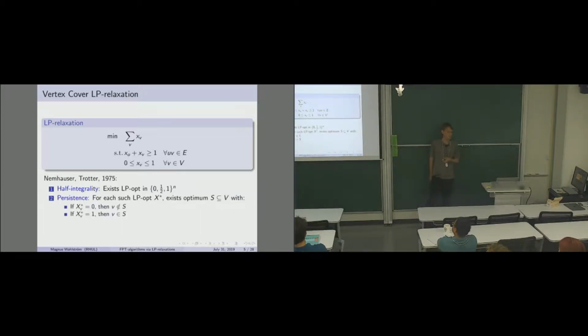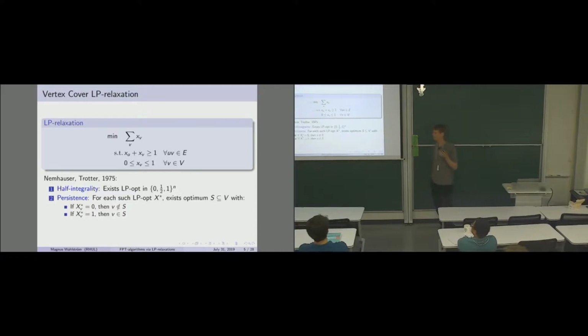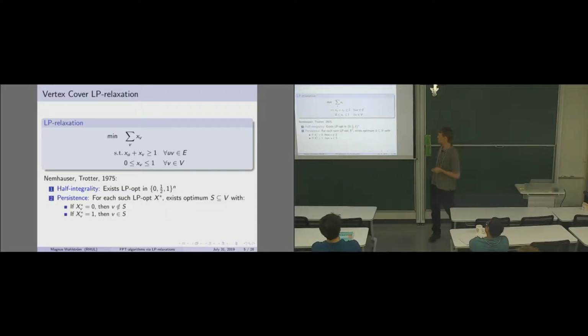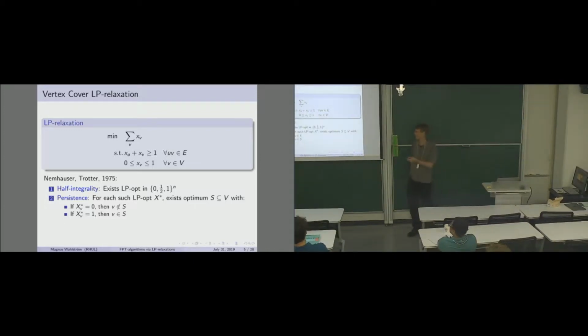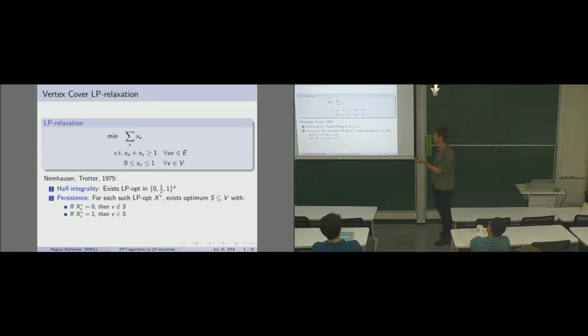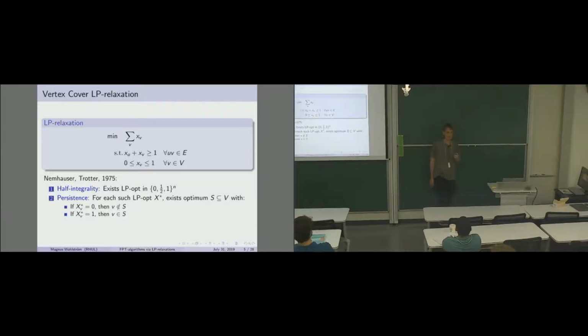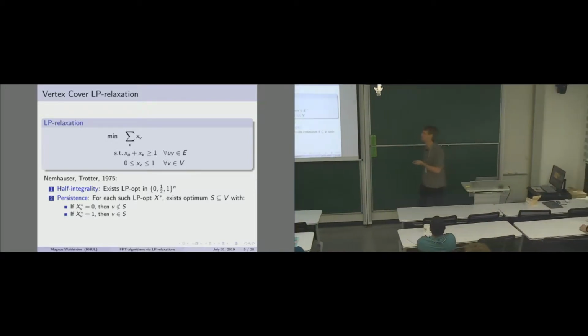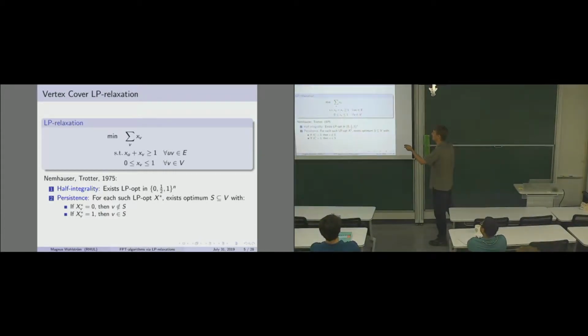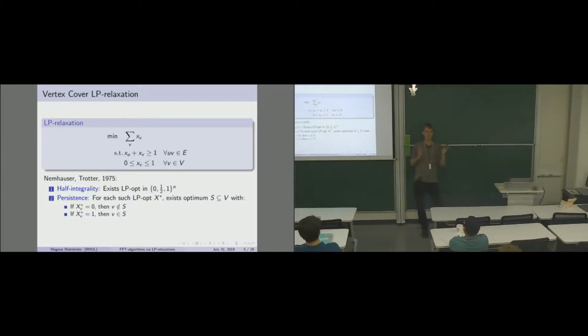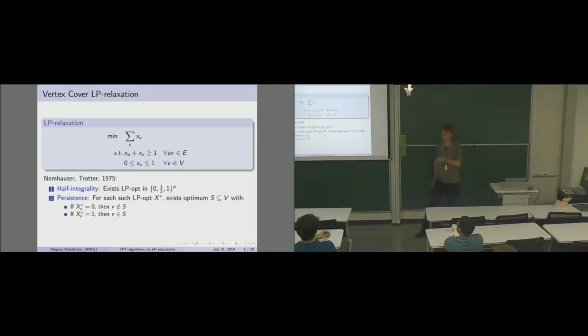And the second, which is more structural and more important to us, honestly, has been called persistence. It says for any optimum x star of the LP relaxation, there exists an actual optimum, a set of vertices, which contains every vertex which takes value 1 in the LP, and doesn't contain any vertex that takes value 0 in the LP. So if you view the values of the LP here as being not in the cover, and the middle value being I don't know, then you can trust the decisions of vertices being in or out of the vertex cover.